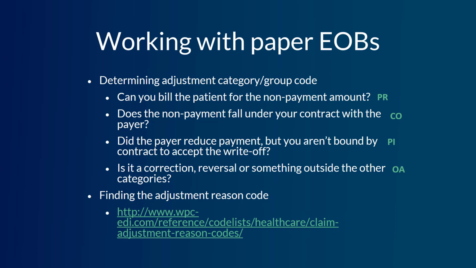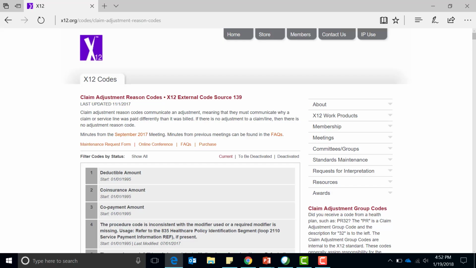Now, assuming that we found the category or group code, now we need to find the specific reason code. To do that, I'm going to use the link that's referenced here. This is for wpc-edi.com. They maintain a code list on their website. It's free for use, and it's a fantastic resource, and I encourage you all to bookmark it. This is the code list. It's a very long list, so I don't recommend printing it out. However, it is an excellent list to keep as a bookmark.